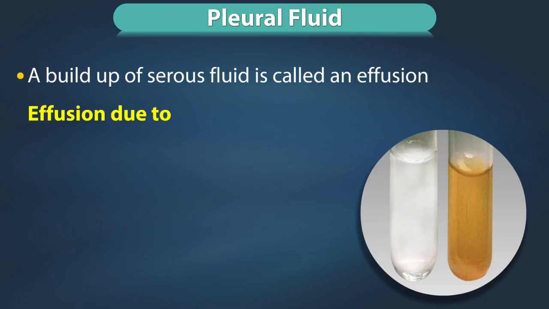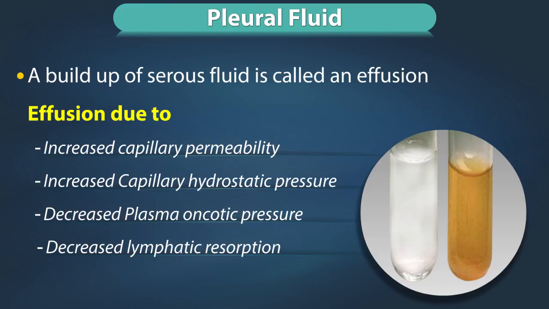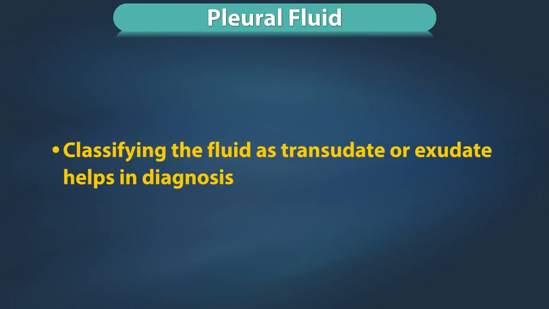A buildup of serous fluid is called an effusion. The effusion could be due to increased capillary permeability, increased capillary hydrostatic pressure, decreased plasma oncotic pressure, or decreased lymphatic reabsorption. Classifying the fluid as transudate or exudate helps in diagnosis.